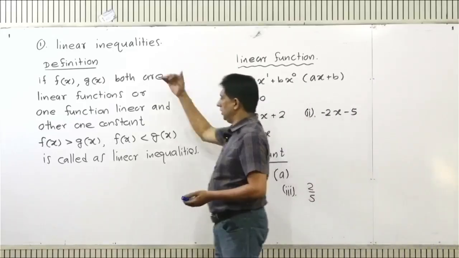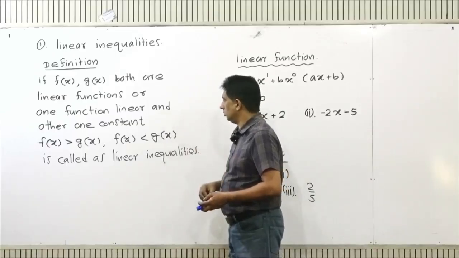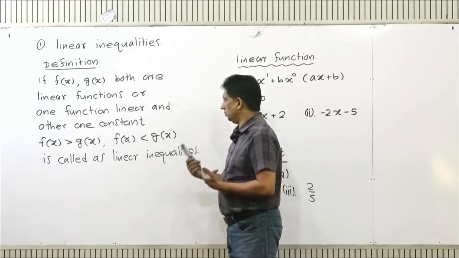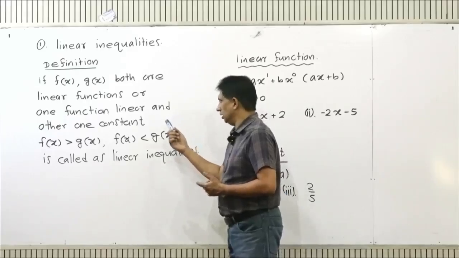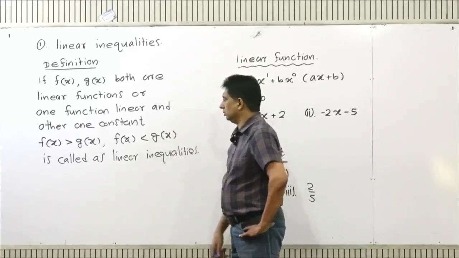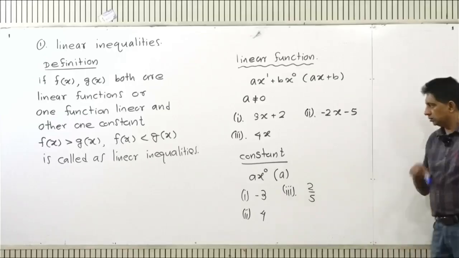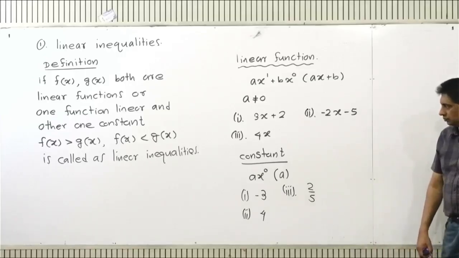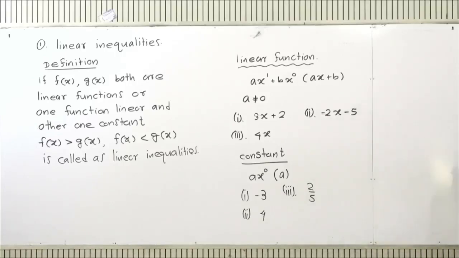Then write down the definition. If f(x) and g(x) both are linear functions, or one function is linear and the other one is constant, and f(x) greater than g(x), or f(x) less than g(x), it is called a linear inequality.